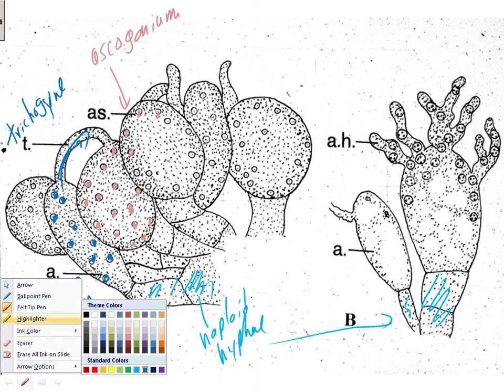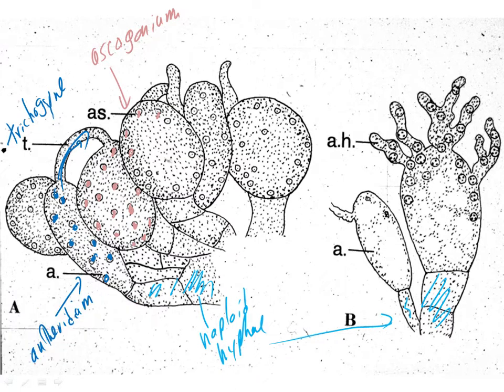Switch back to my warm color. There's the trichogyne. There's the trichogyne again. So these two strains grow near to each other, the multinucleate gametangia are formed, the trichogyne attaches to the antheridium, and the male nuclei move. And what happens from that then is shown over here, the next slide.